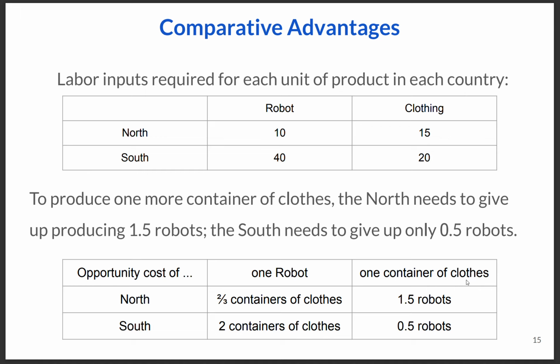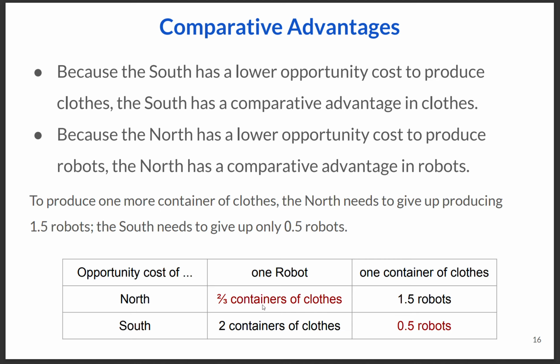The flip side of the South having a comparative advantage in producing clothes is that they have a comparative disadvantage in producing robots. In other words, in this two-country, two-good model, the North has a comparative advantage in producing robots. Why? Again, we could calculate the opportunity costs of producing robots in the North and in the South. In the North, the opportunity cost of 1 robot is 2/3. How to get that number?